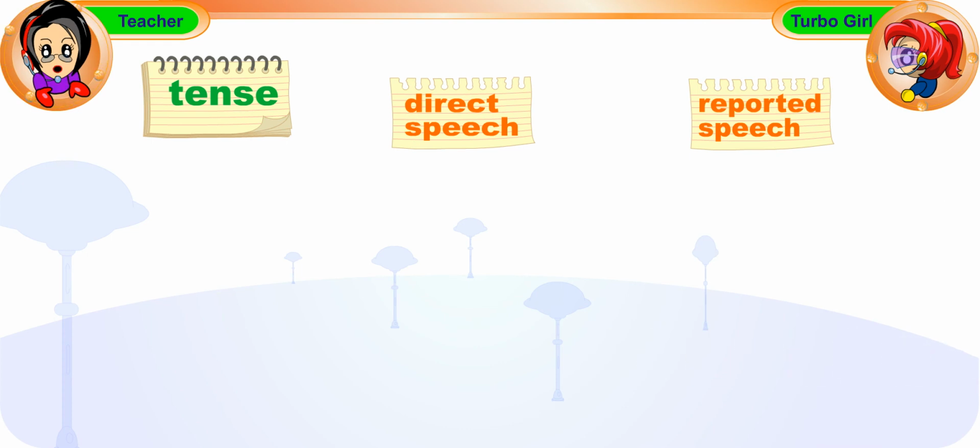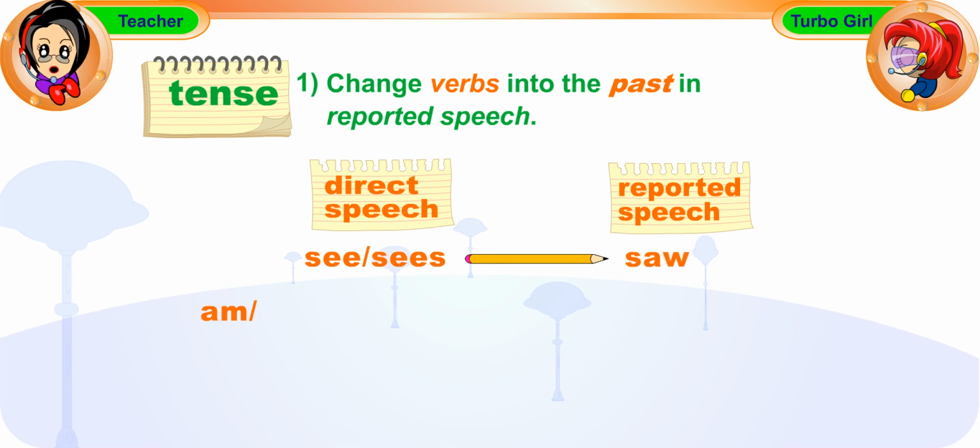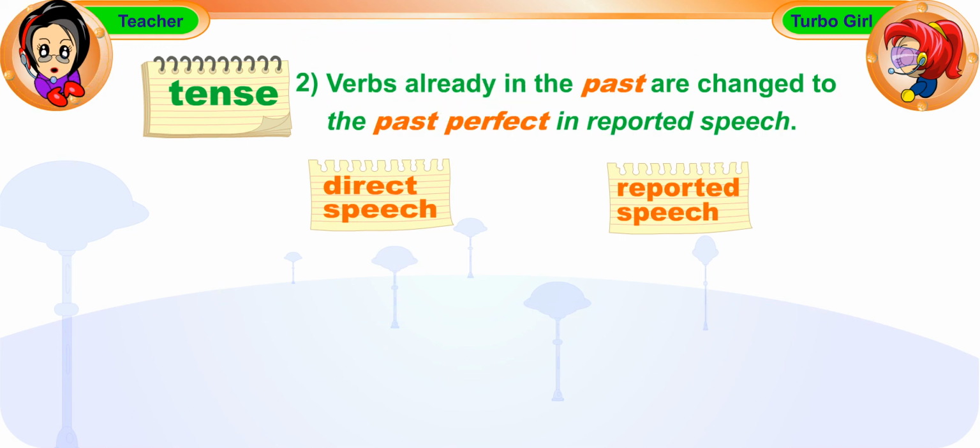Here are some examples of how we change verbs into the past in reported speech. Direct speech, reported speech. See or sees, saw. Am, is or are seeing, was or were seeing. Has or have seen, had seen. Verbs already in the past are changed to the past perfect in reported speech.